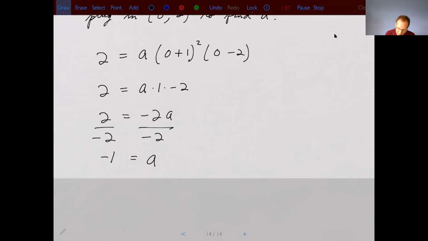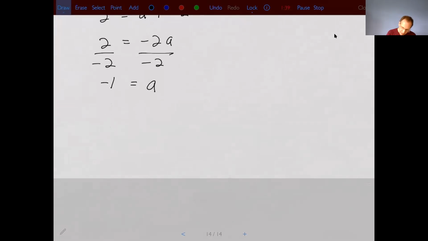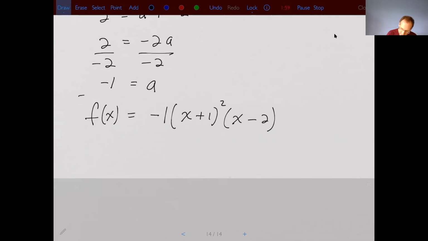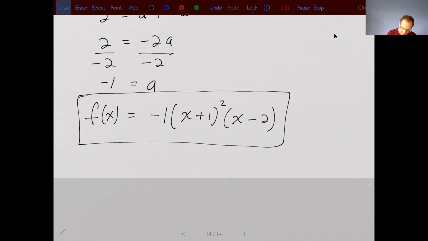So that means my polynomial of that graph is going to be f of x is equal to negative, or you can write -1, doesn't matter. You don't really need to write the 1, times x plus 1 squared times x minus 2. So that would be the actual equation of that graph. Okay, so that's the function of that particular graph.